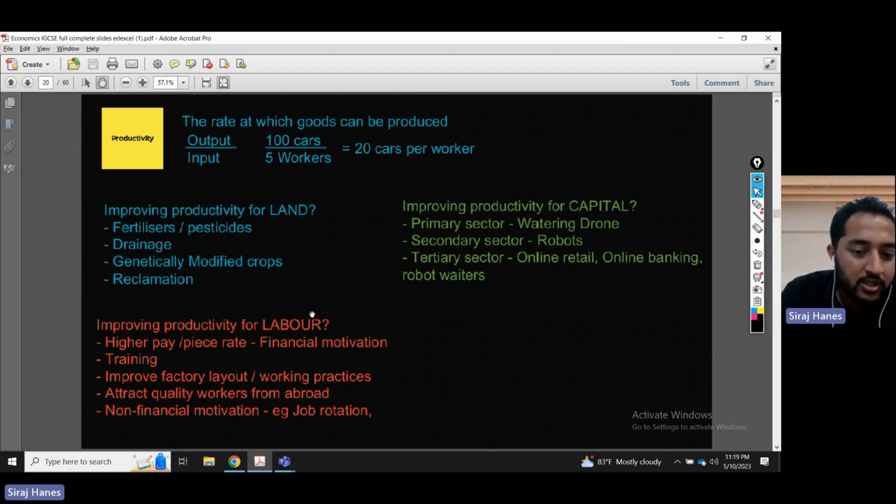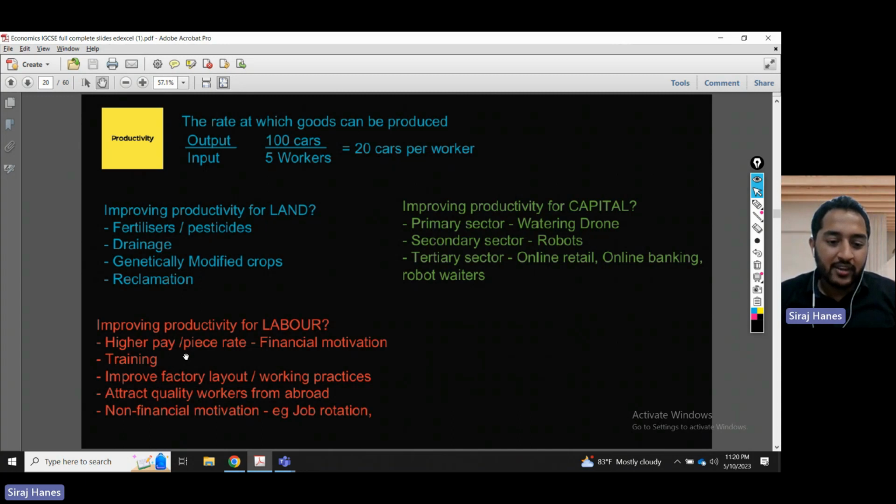Finally, how do we improve productivity for labor? Pay them higher, give them a piece rate. Now, if you're doing business studies, you can pay them per piece. They'll be financially motivated. They'll produce more and more because they get paid per piece. Train them, they can produce better. Improve the layout, maybe the working practices, change the layout of the factory so that you don't have to keep getting up and going to get your tools. Maybe bring the tools closer. Productivity will rise. Attract high quality workers from abroad, maybe they're highly skilled, maybe they do a better job.